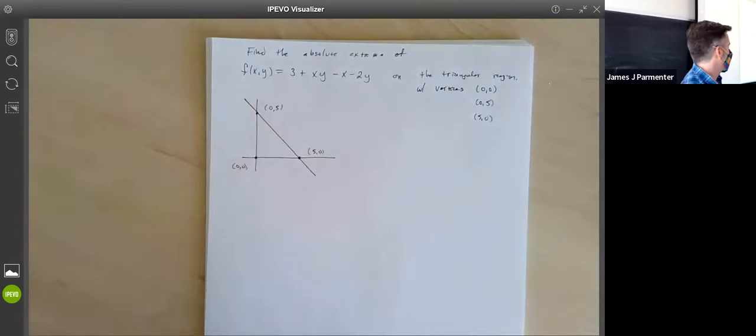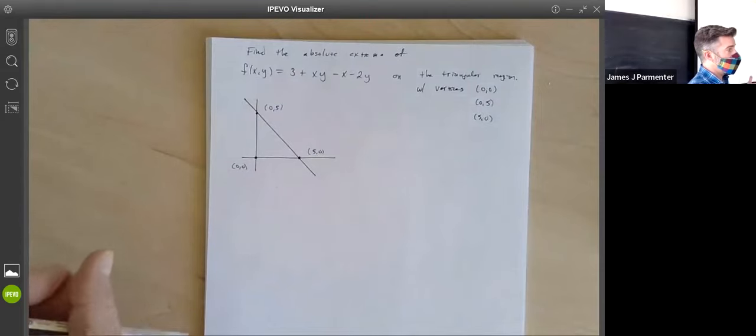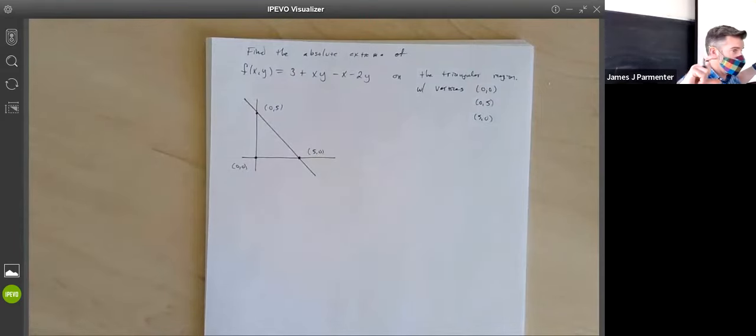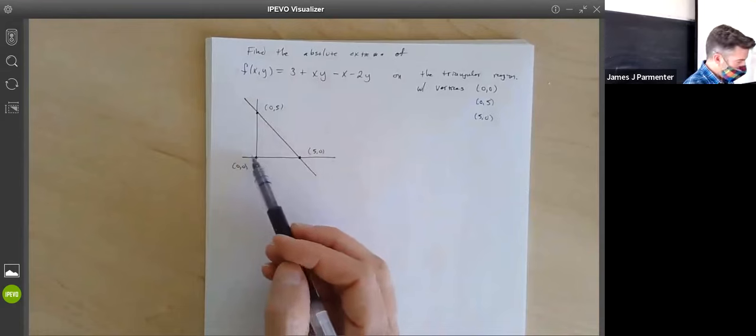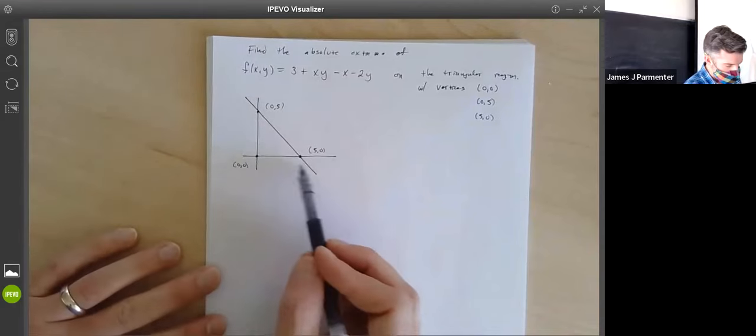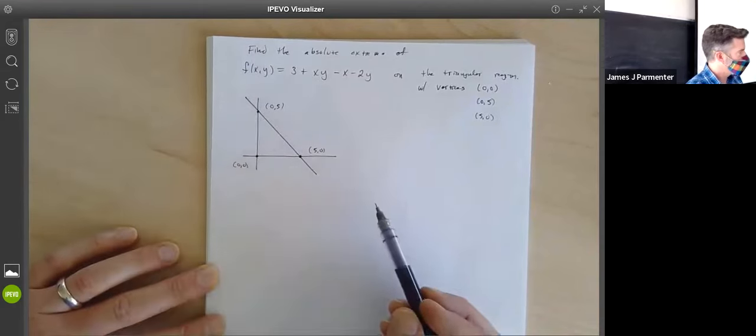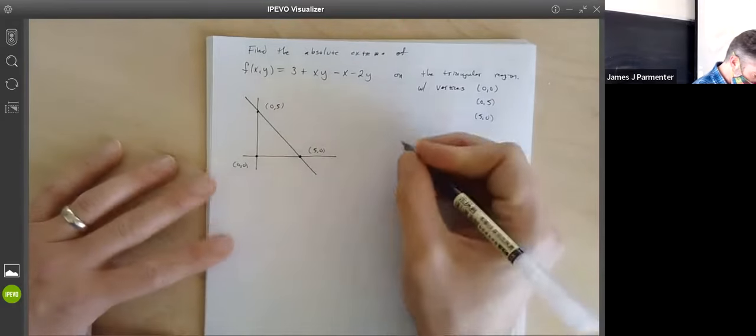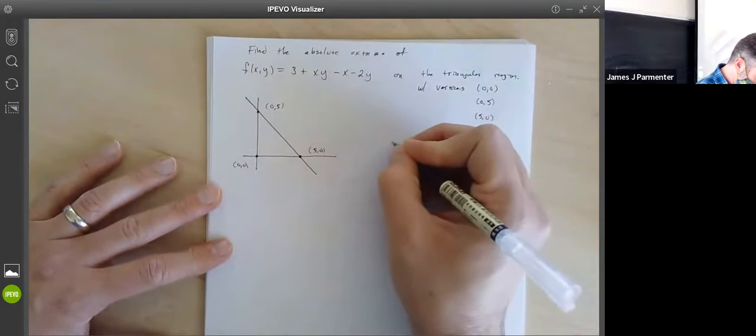Way back when, in 21A, on an interval, we'd find any critical points, and then we would test those critical points and the endpoints in the original function to see what values were the biggest and what values were the smallest. The same kind of thing is true here. We're going to find any critical points. We're also going to test any corners and also any critical points along one of the boundaries. Let me show you what I mean. So first, critical points.